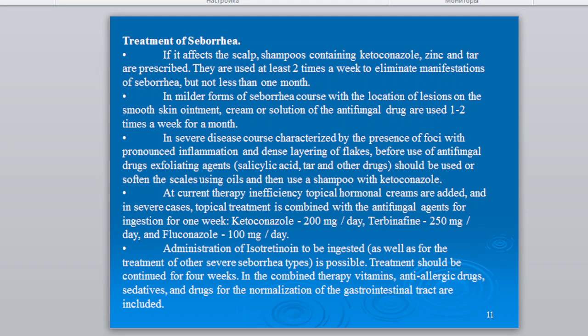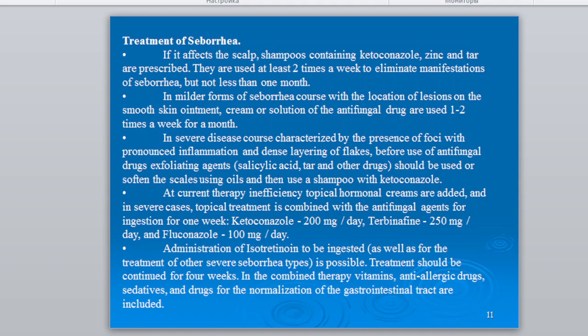Next, treatment of seborrhea. If it affects the scalp, shampoos containing ketoconazole, zinc, and tar are prescribed. They are used at least 2 times a week to eliminate manifestations of seborrhea, but not less than 1 month. In milder forms of seborrhea, with the location of lesions on the smooth skin, ointment, cream or solution of the antifungal drug are used 1 to 2 times a week for a month.